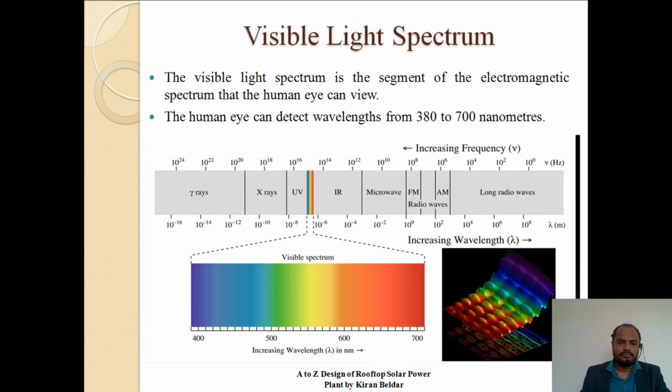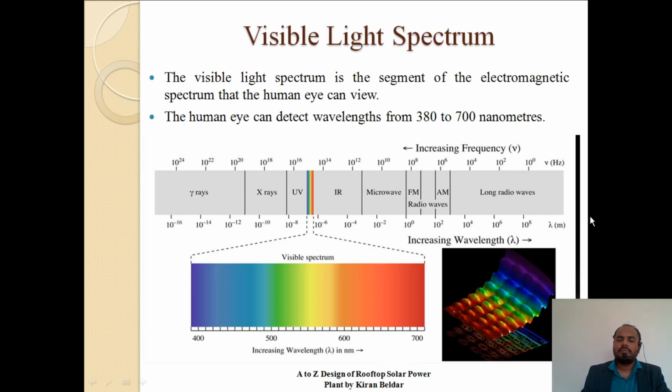Visible light spectrum. Basically, the visible light spectrum is the segment of the electromagnetic spectrum that the human eye can view. In an electromagnetic spectrum, there are a number of rays available having different frequencies, that is gamma rays, X-rays, UV rays, IR, infrared, microwave, radio waves and long radio waves.